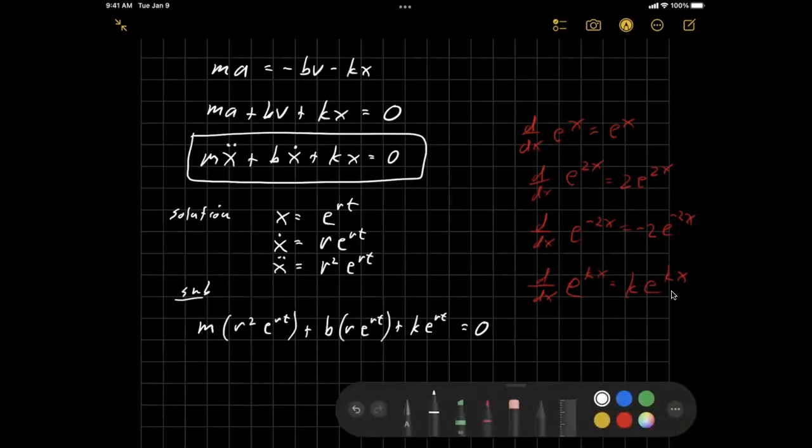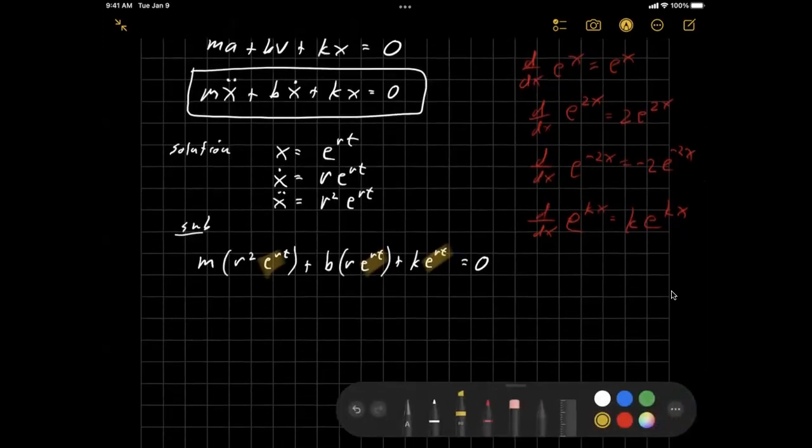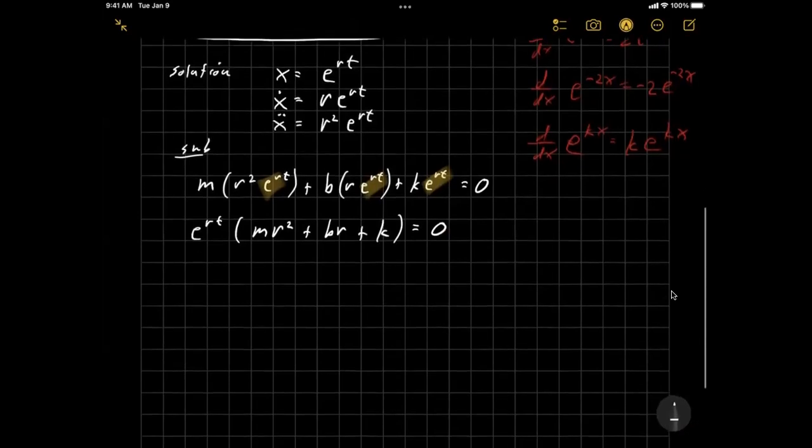All right, and we have a lot of things that are similar here. We have e to the rt in every single term, so we can factor it out. We bring that out to the front, e to the rt, and when we factor it out of the first term, we're left with mr squared plus br plus k equals 0, right?